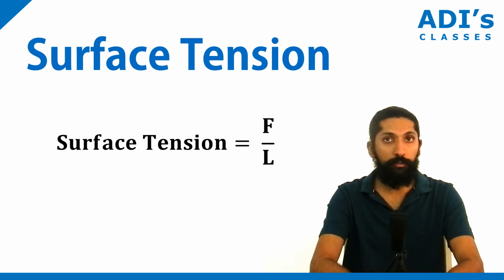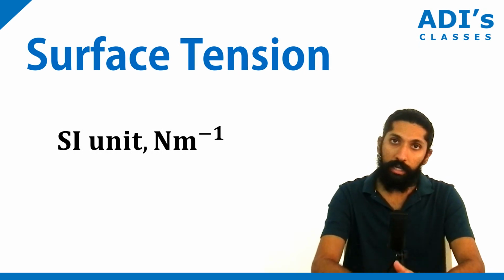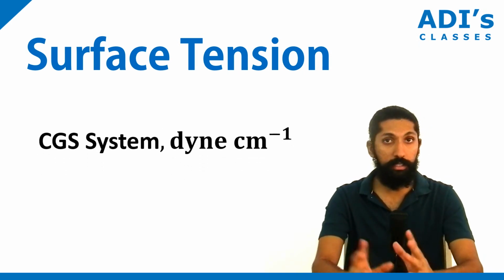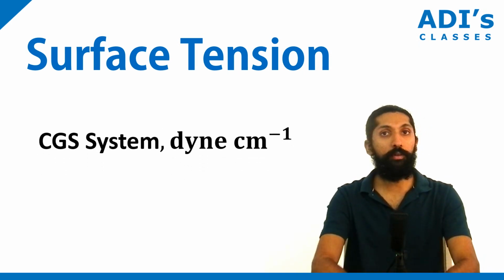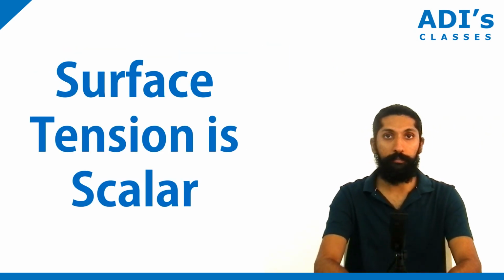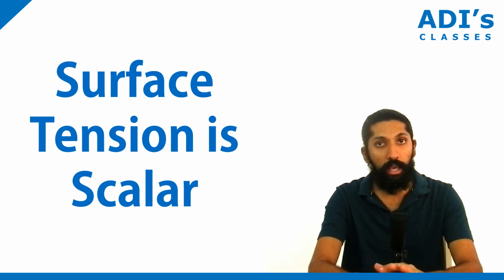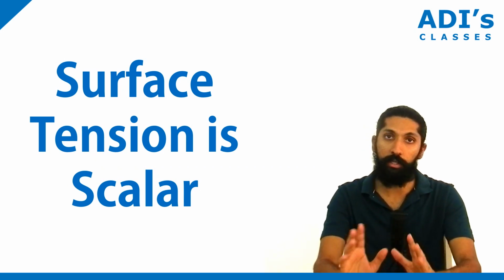Now the SI unit for this is Newton per meter, or dyne per centimeter in CGS. One thing you have to understand is that surface tension is a scalar quantity. It has no direction. Surface tension is everywhere on the surface of the liquid. Now this is more about the basics of surface tension. In the upcoming videos, you will understand how surface tension actually exists for a liquid.